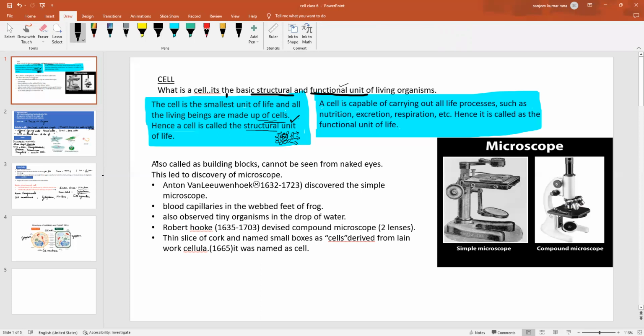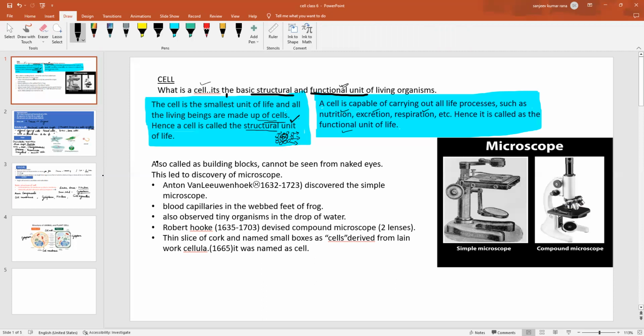Then if we talk about the functional unit of organisms, functional means different life processes are carried out. Like in the human body, nutrition is carried out by different cells, excretion by the excretory system, respiration by the lungs. Every part gets differentiated and carries out its life processes. With that statement, we imply that it is a functional unit of life. So, clear why it is called the basic structural and functional unit of living organisms.